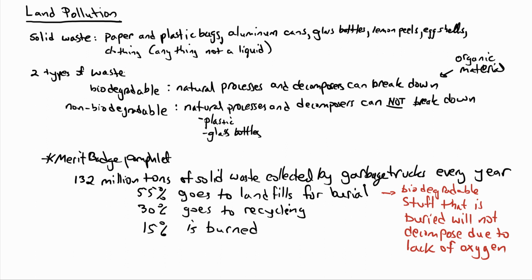And there are two types of waste for our concern. One is biodegradable. So that's a natural process, and those decomposers can break down. These are mostly just organic materials. And then we have non-biodegradable. That means natural processes and decomposers cannot break it down. So this is like plastics and glass bottles. Because plastics are usually made from petroleum, and so they don't naturally degrade over time.